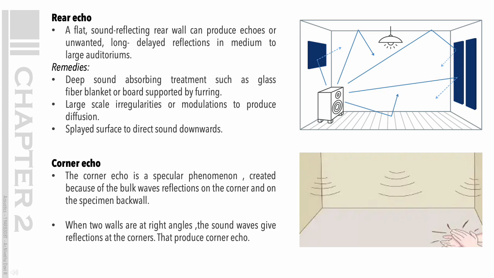Corner echo: the corner echo is a specular phenomenon, created because of the bulk wave's reflections on the corner and on the specimen back wall. When two walls are at right angles, the sound waves give reflections at the corners that produce corner echo.